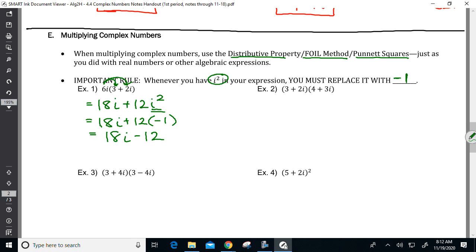The only thing you have to do here is to make sure you put it in standard form. 18i minus 12 is not in standard form. The i part of the problem always goes last. So your answer is -12 plus 18i. You do need to write it in standard form. Write your final answer in standard form. The one that's above it technically is wrong. It's not in standard form.